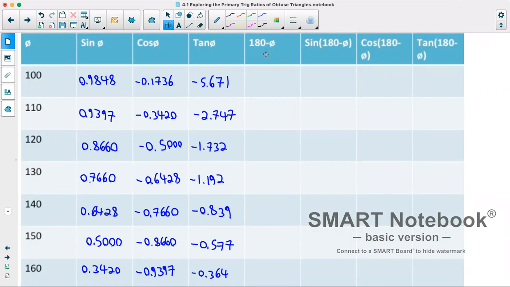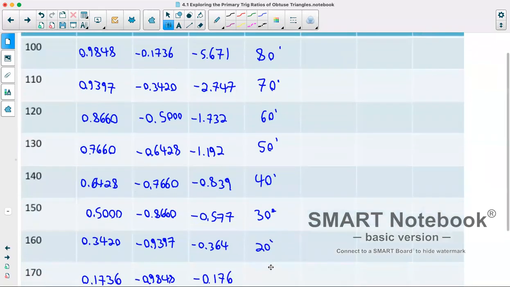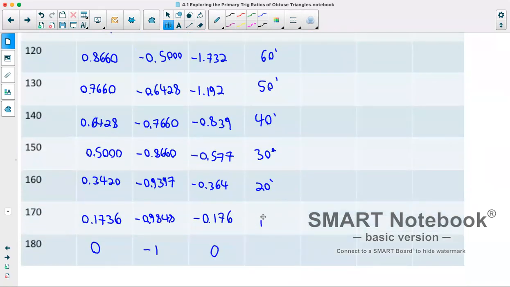So next we will take our original angle and subtract it from 180. So we've got 180 minus 100, which gives us 80. 180 minus 110 is 70. 180 minus 120 is 60. 180 minus 130 is 50. 180 minus 140 is 40. 180 minus 150 is 30. 180 minus 160 is 20. 180 minus 170 is 10. 180 minus 180 is 0 degrees.